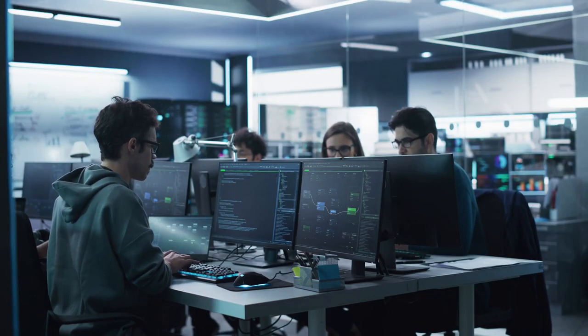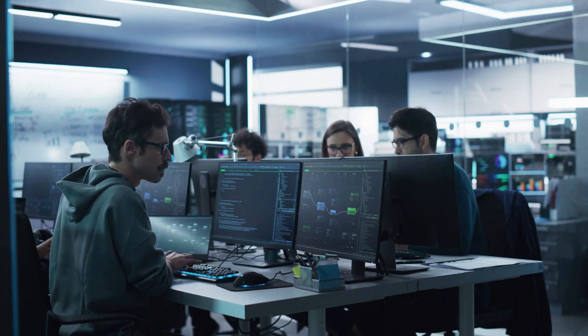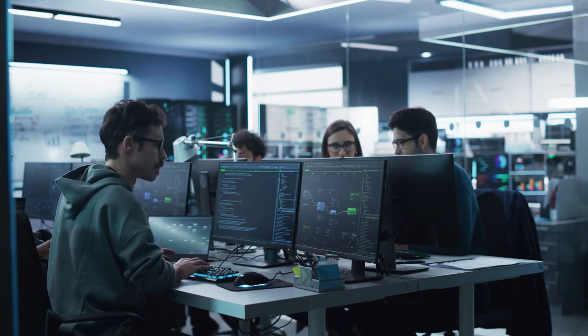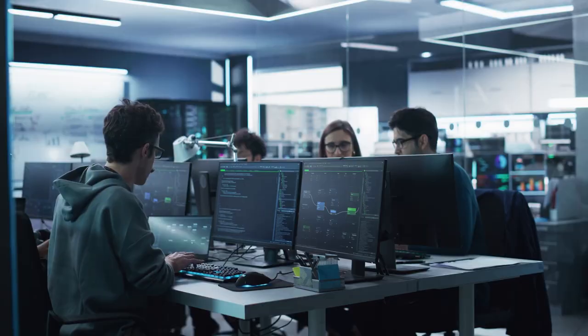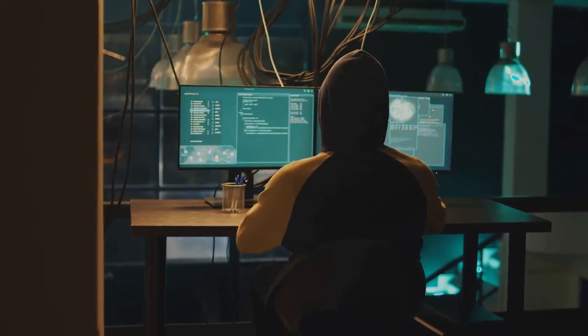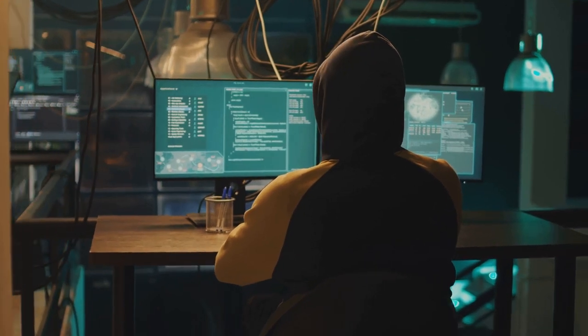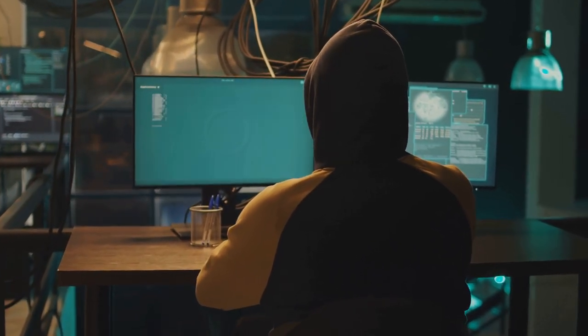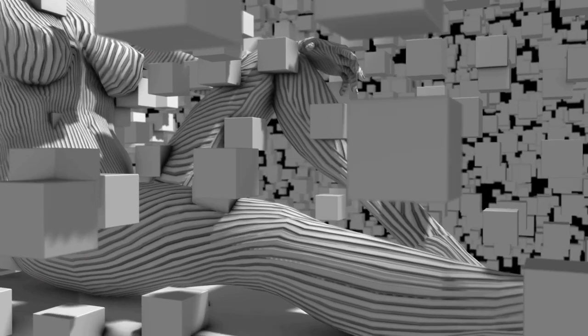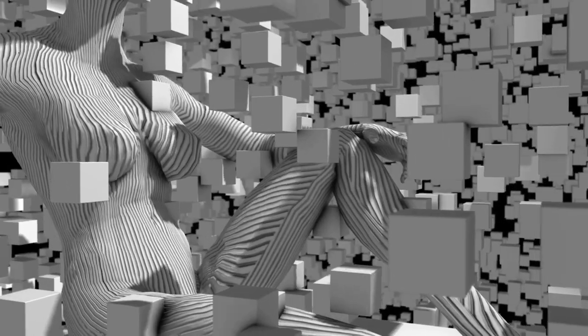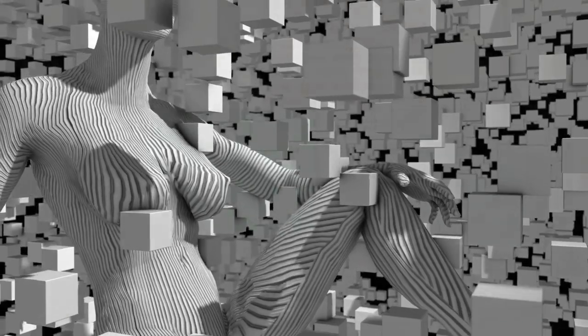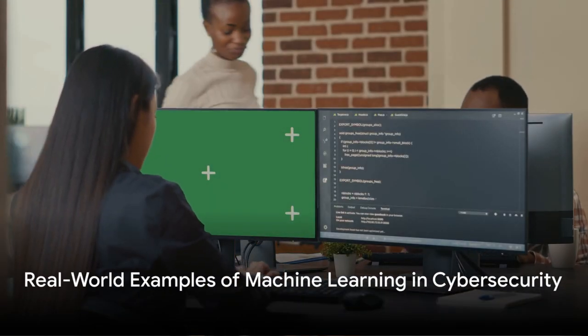It can automate repetitive tasks like threat detection and response, freeing up your security team to focus on more strategic initiatives. Proactive vulnerability identification. Machine learning can continuously scan your network for vulnerabilities, even ones you might not know about. Adaptability to evolving threats. As hackers develop new techniques, machine learning can learn and adapt to stay ahead of the curve.